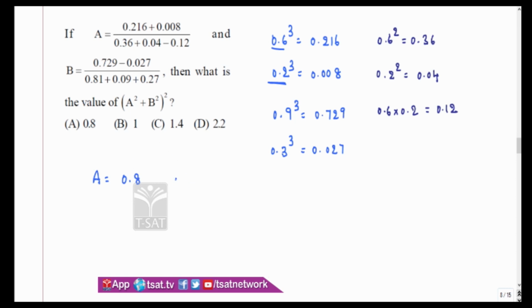Now, B is a cube minus b cube by a square plus b square plus AB. So here a minus b, which means 0.9 minus 0.3, that's 0.6. So, what is 0.8 square? 0.64. 0.6 square is 0.36. A square plus b square whole square you have to do. That's simply 1. So if you identify quickly, then you can answer it.